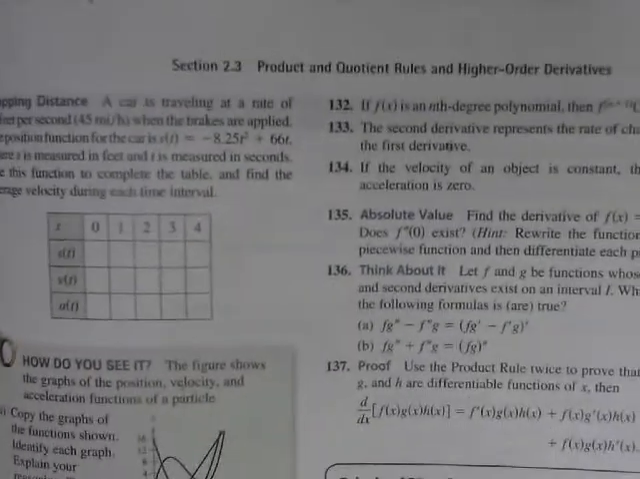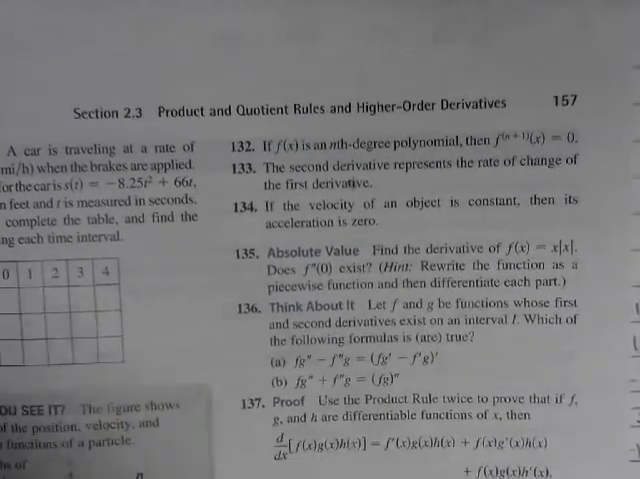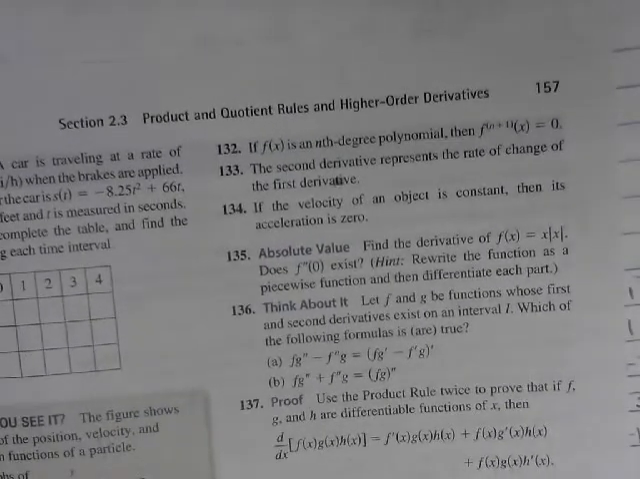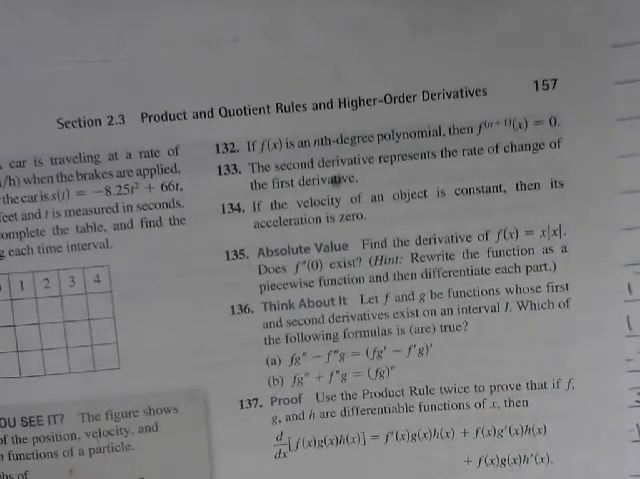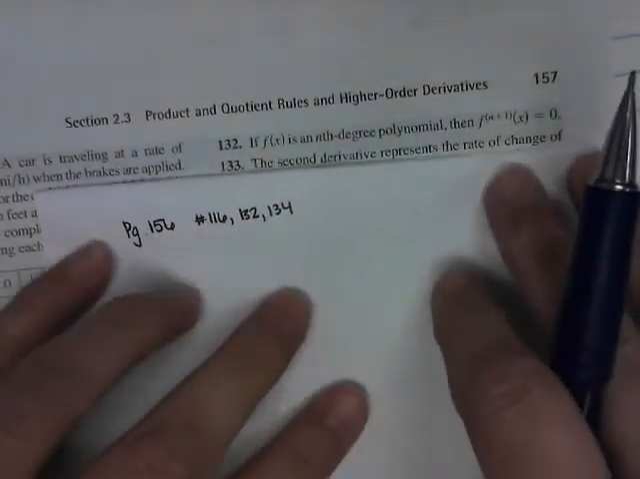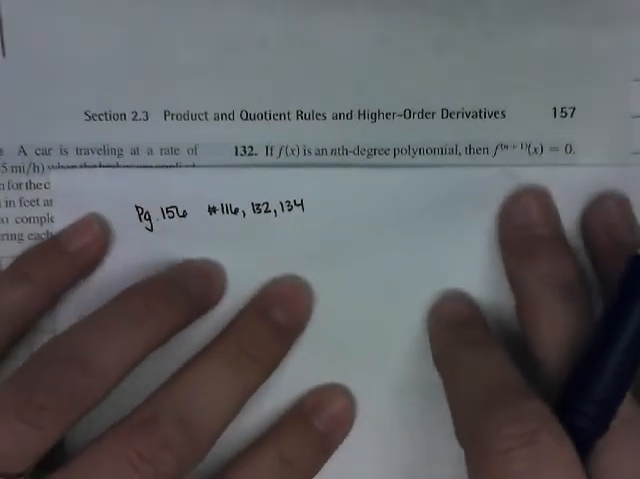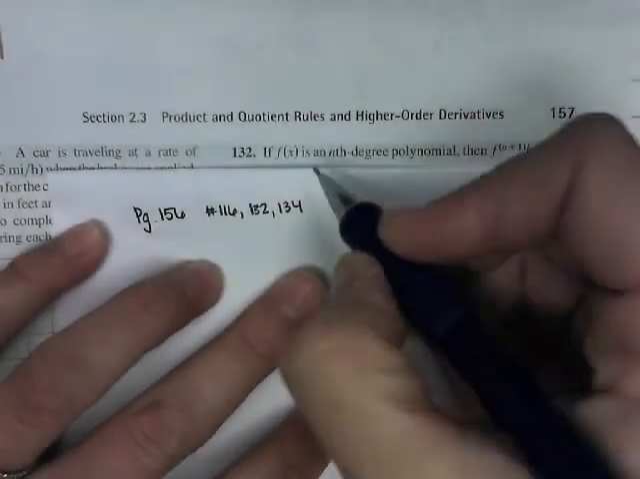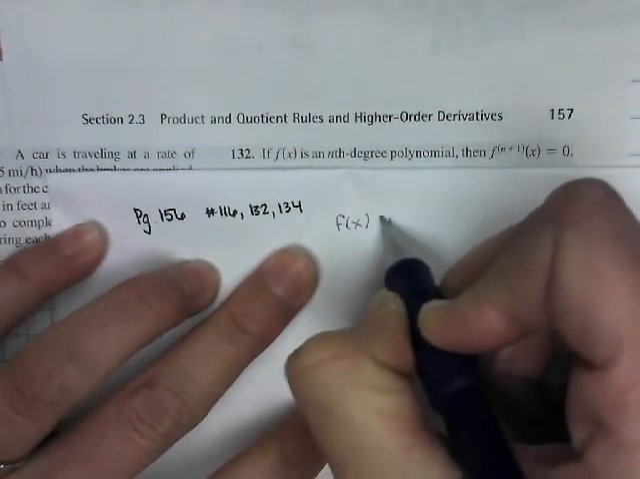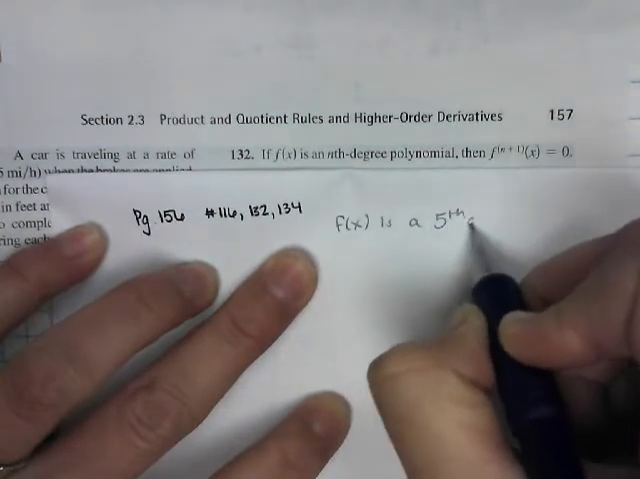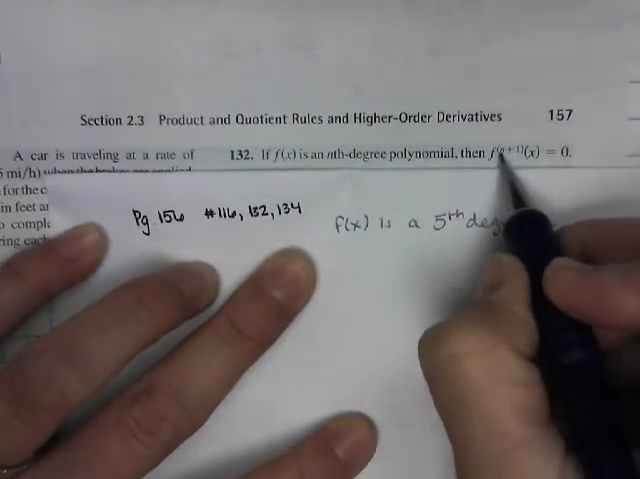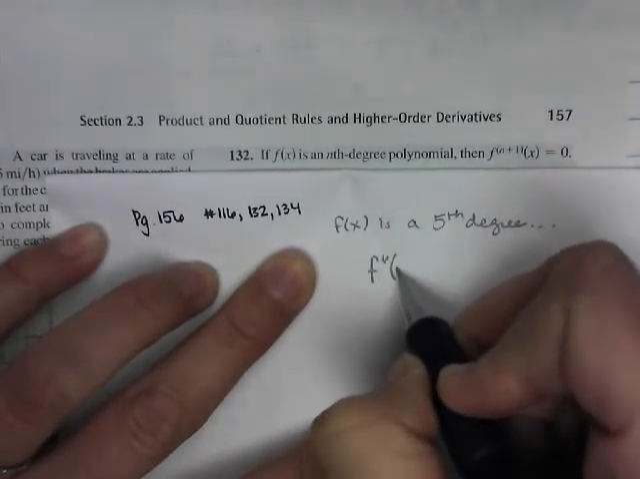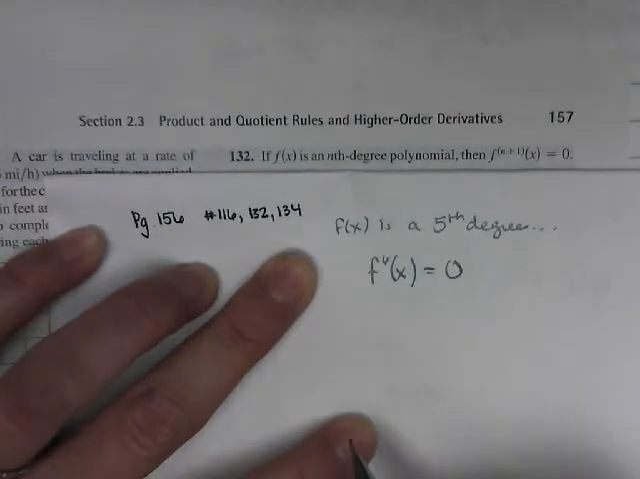Okay, if we jump to 132, it says if f of x is an nth degree polynomial, then f^(n+1), so that's the n plus 1 derivative, would be 0. So what I'm thinking here to kind of wrap our head around it is to pretend n is like 7. So if f of x is a, well, maybe 7's too high, let's do a fifth degree polynomial, then f to the 5 plus 1, they're saying then the sixth derivative would have to be 0.